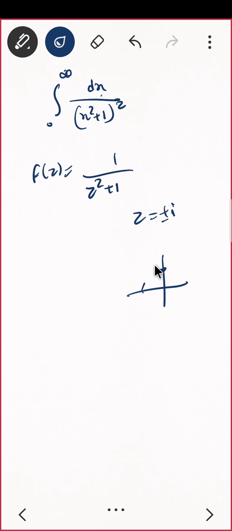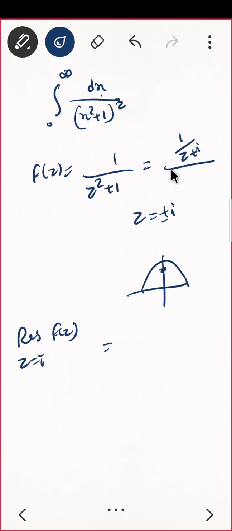i is here, correct? So you just have to calculate the residue of the function at z equal to i. But we see multiplicity here. I need to write this as 1 upon z plus i, upon z minus i, but here it is squared. So this is power 2, this is power 2. So you just have to find the derivative of this. Let's consider phi of z is 1 upon z plus i, the whole square.